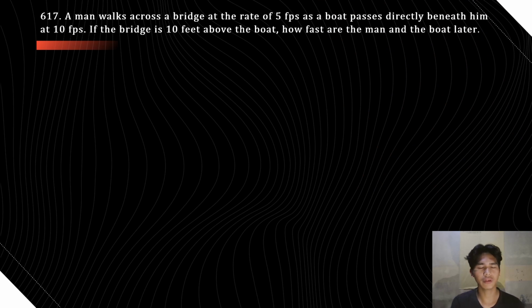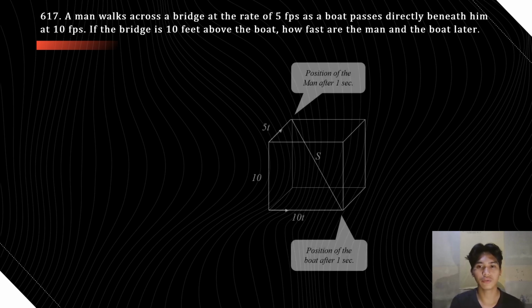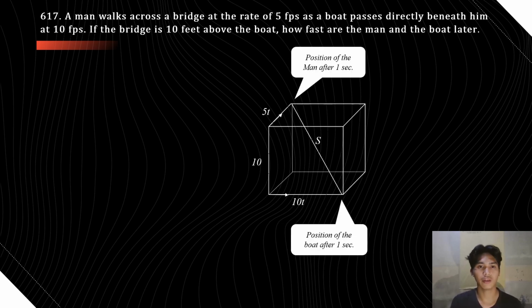So in our problem solving, we solve problem number 617. A man walked across a bridge at the rate of 5 fps as a boat passes directly beneath him at 10 fps. If the bridge is 10 feet above the boat, how fast are the man and the boat apart one second later? So we have a diagram here. Then we solve for the problem.